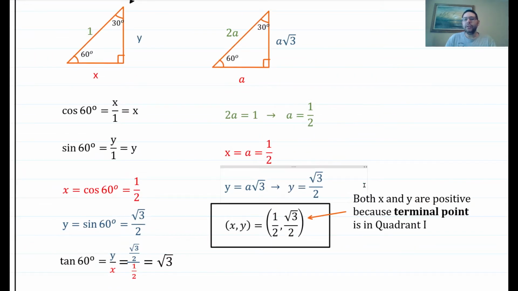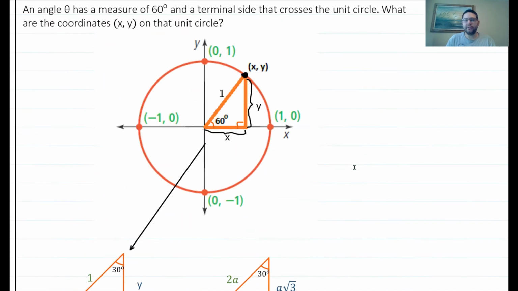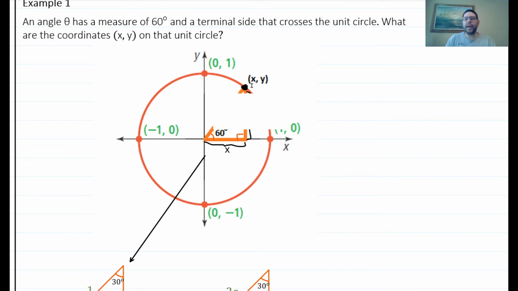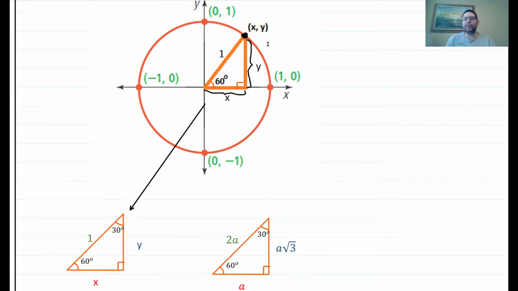Now, notice that the x and y are positive because we're in quadrant 1. Okay, so since we're in quadrant 1, we know that x and y have to be positive here. Okay, so that's very important. If you're in quadrant 2, then you're going to have a different sign, right, for x and y.